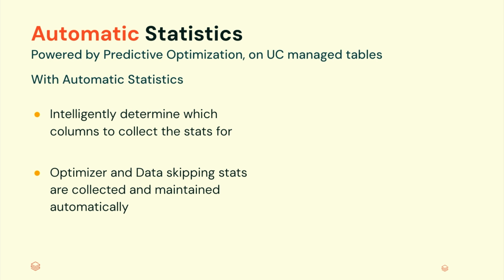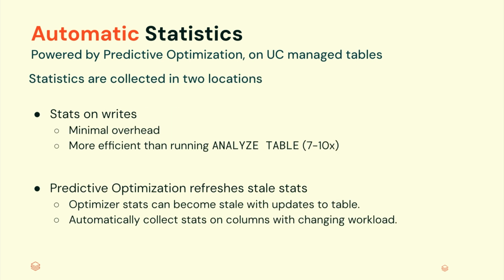Automatic statistics is enabled by default with predictive optimization. Automatic statistics figures out the columns that need statistics and maintains them. With auto stats, both optimizer and data skipping stats are collected and maintained automatically. Where are these stats collected? Stats are collected during writes on your tables. When you're writing data to your tables, they are collected during that time and with minimal overhead. Optimizer stats in specific are far more efficient to be generated during writes than running analyze later.